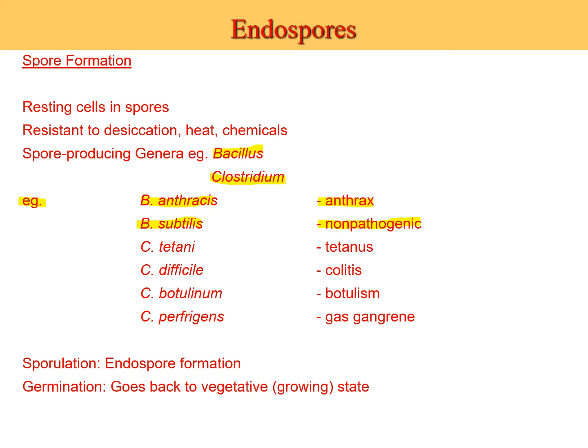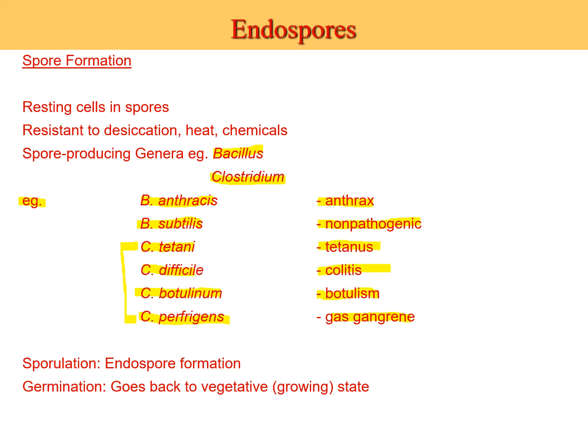for presence of spores. Clostridium tetani causes tetanus. Clostridium difficile causes diarrhea and colitis. Clostridium botulinum will cause botulism, a very acute type of food poisoning, and Clostridium perfringens causes gas gangrene. All of the Clostridia, I'll repeat this later when I get into more detail on them, are all anaerobic organisms. They grow in the absence of oxygen.